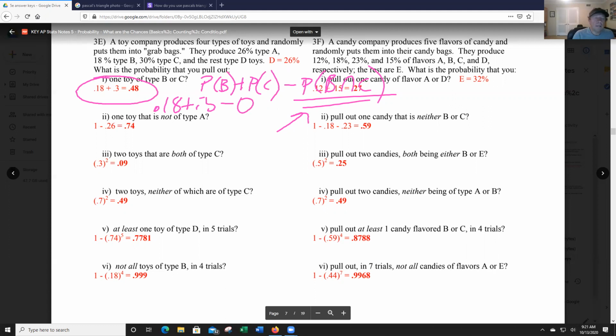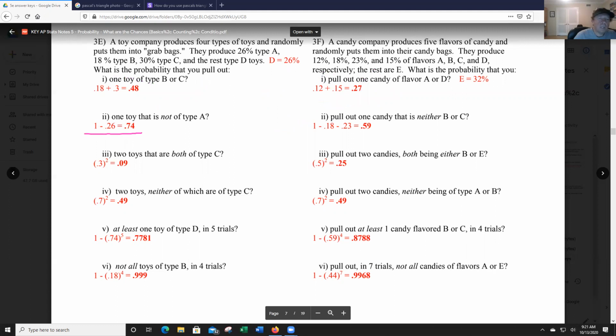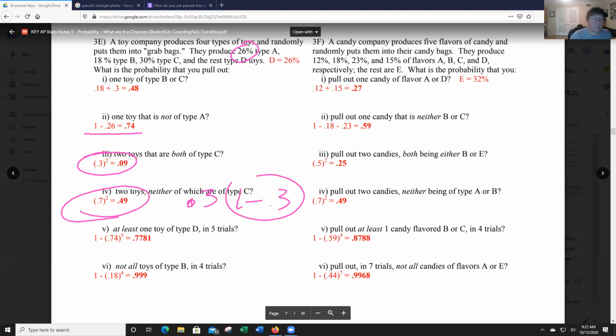All right. The next problem, not type A, is 1 minus the 26%. No problem. Now, the next one, 2 toys that are both type C, and we're going to assume that we replace the toy or something. I'm just going to go with replacement. Don't worry about the replacement, non-replacement. Assume this is replacement. So that'll be 0.3 squared. And then item 4, 2 toys, neither of which are type C. Well, if type C is 30%, not C would be 1 minus 0.3 or 70%. Hence, you get 0.7 squared.